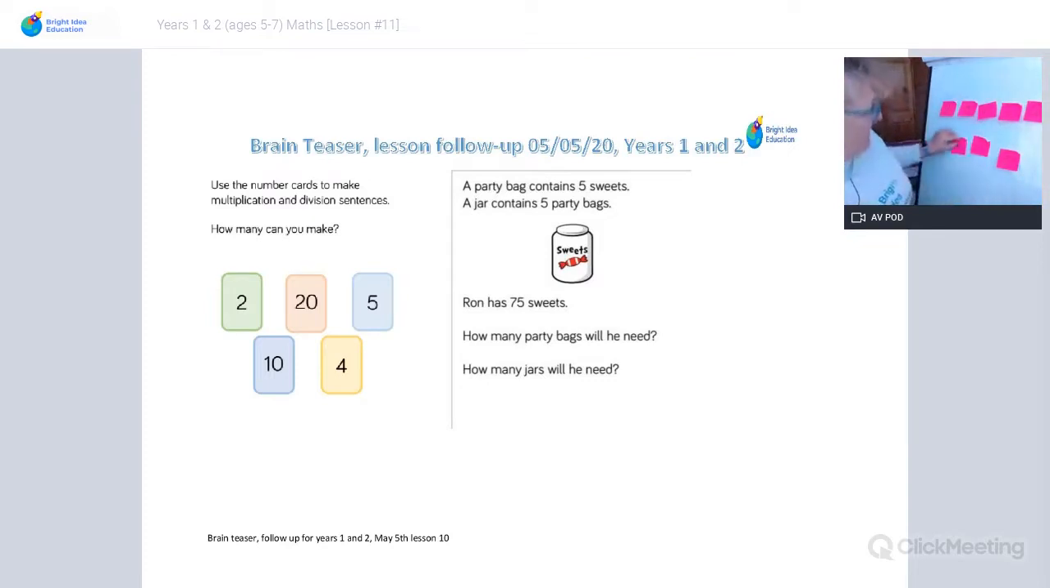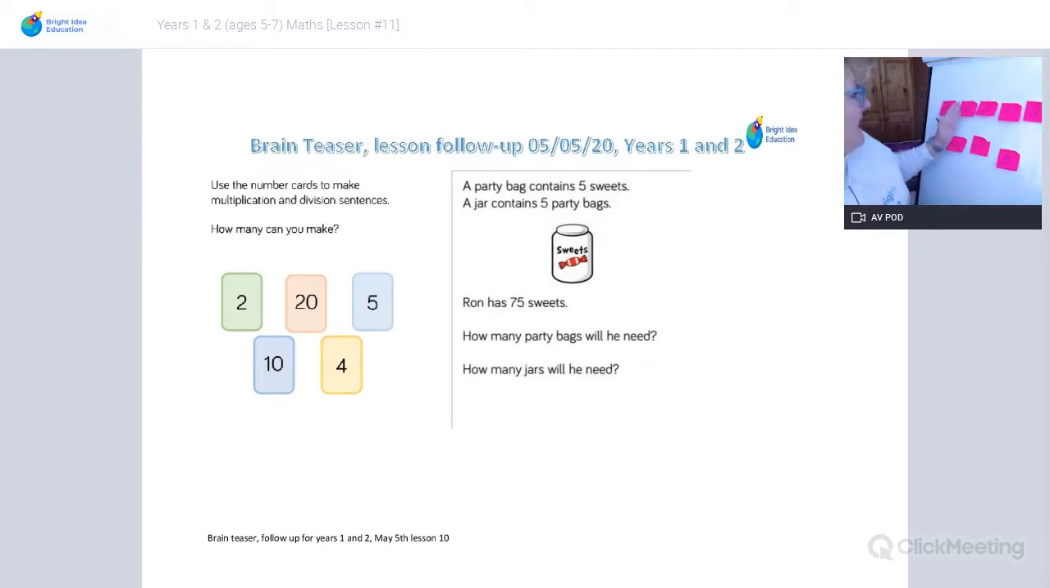If 2 10s are 20, what can we do very easily, still using the multiplication sign? What else can we do? 2 10s are 20, so 2 lots of 10 is 20. What must also be true? 10 lots of 2 must be 20. 2 10s are 20 and 10 2s are 20. What are the division equations that we can do using these?